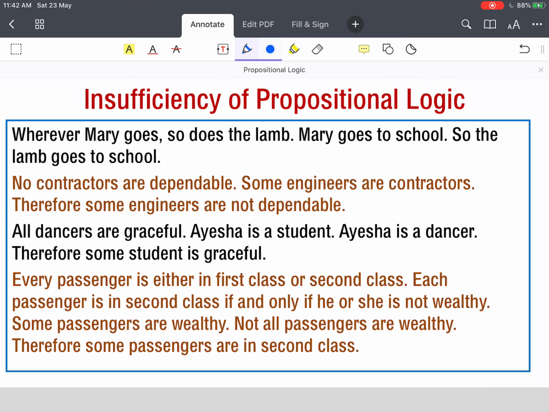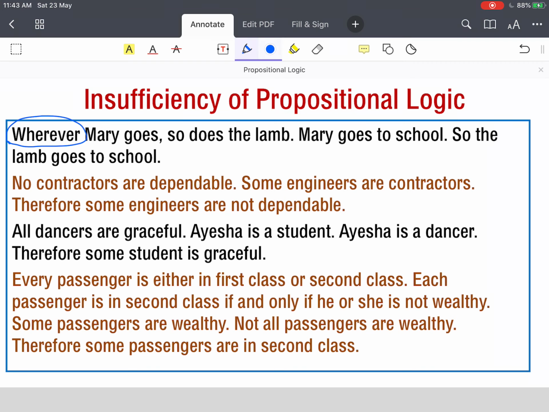However, propositional logic does not allow us to encode all types of reasoning. Here are 4 examples. Wherever Mary goes, so does the lamb. Mary goes to school, so the lamb goes to school. Now here the question is, what will we assign as Boolean variable? Because if we say Mary goes to school is one Boolean variable, but how will we encode wherever Mary goes? So this is where we are facing problem in trying to encode in propositional logic.